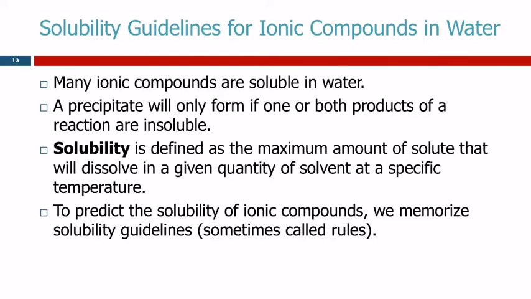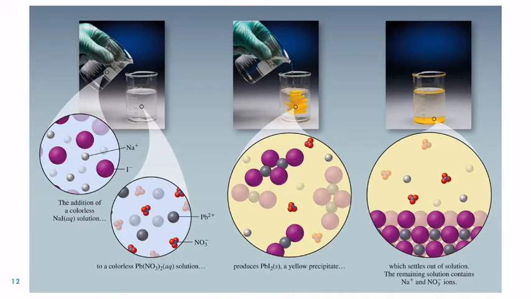There are lots of ionic compounds that are soluble in water. Over here, this solution was made by taking solid sodium iodide, which is pretty similar to sodium chloride, and dissolving it in water. You can go home and try this. Take a cup of water and a teaspoon of salt. Put the salt in there and stir it up. What happens?